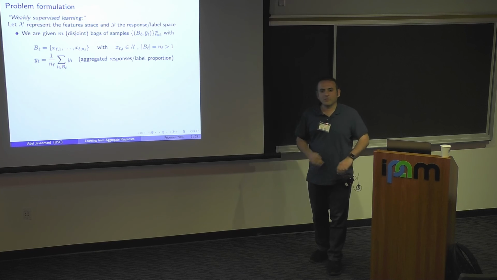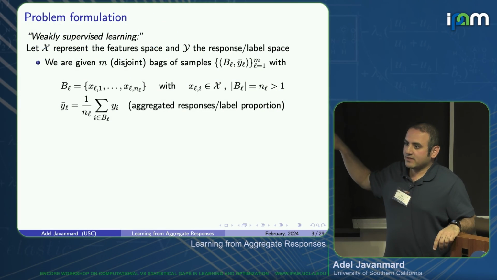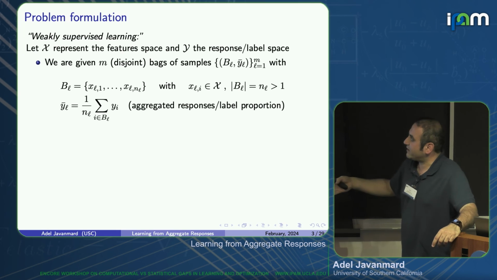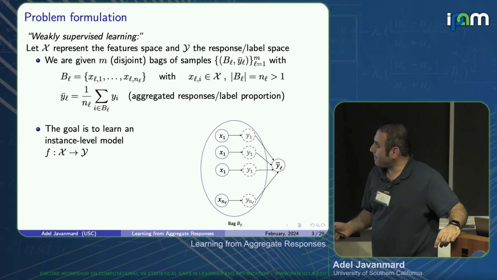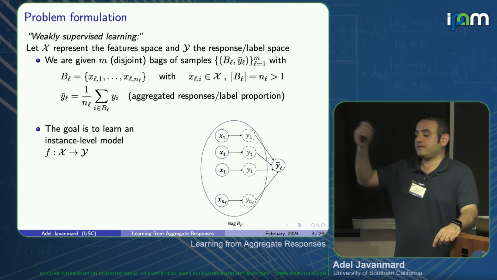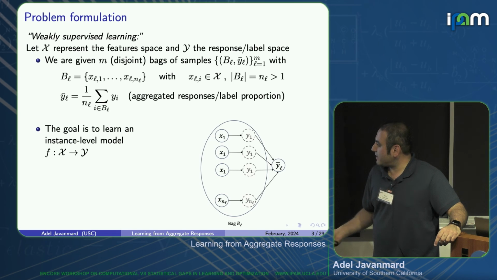Let's come up with some concrete formulation, and then we build upon that. So we are given m disjoint bags of samples, and each bag would be a collection of feature vectors. The bags could have different sizes, and then for each bag, I will give you the average of the individual responses over that bag. Okay? The goal is that given these aggregate responses and the individual features, I want to learn an instance-level model. So if I give you a feature x, I want you to tell me what would be the y, the individual y.